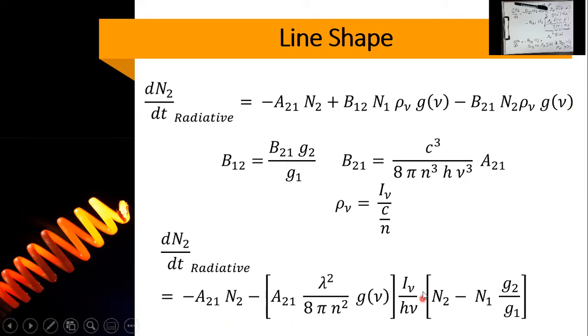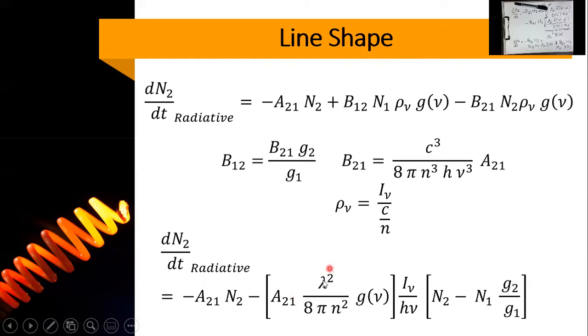Then we have minus this big term, which is A21 lambda squared over 8 pi n squared G of mu times I of mu over h mu times N2 minus N1 G2 by G1. If I ask you, my dear students, which of these terms represents the absorption and which represents the stimulated emission, you can easily recognize that the term with a negative sign represents the stimulated emission, because stimulated emission means electrons falling from E2 to E1, so the number of electrons in E2 decreases. That's why it's negative. However, absorption, which increases the number of particles in E2, will have a positive sign: negative, negative, positive. So this term represents the absorption term.